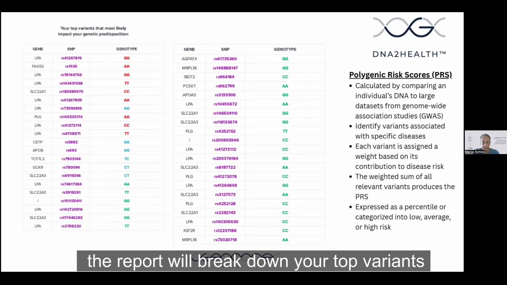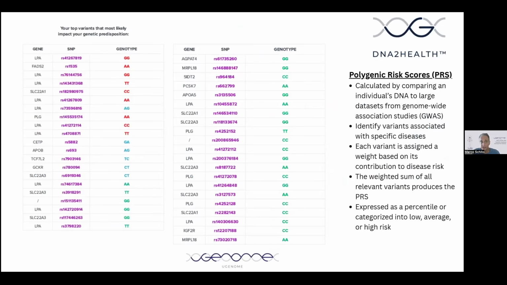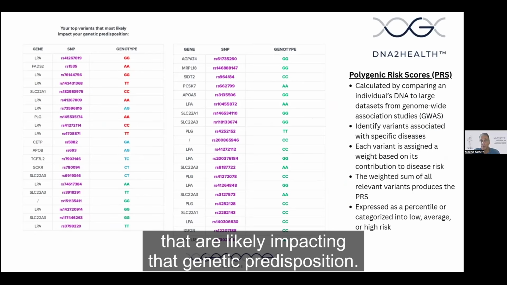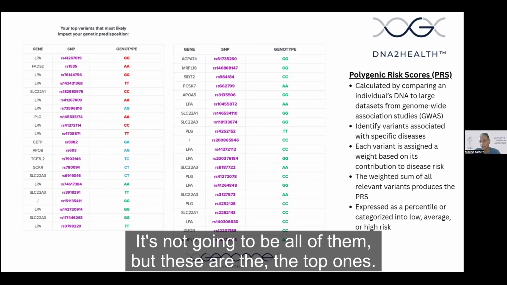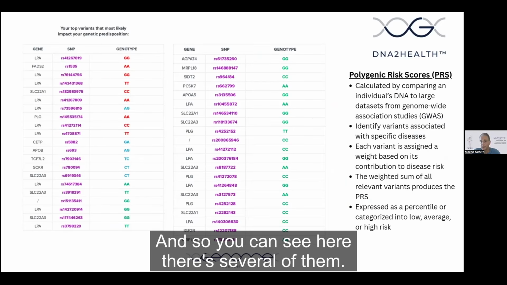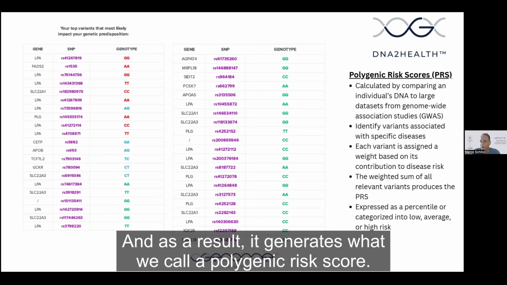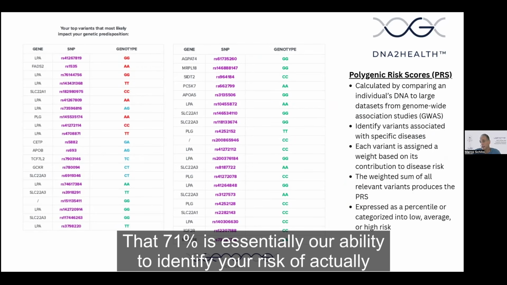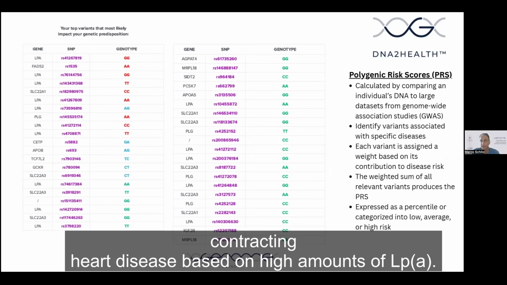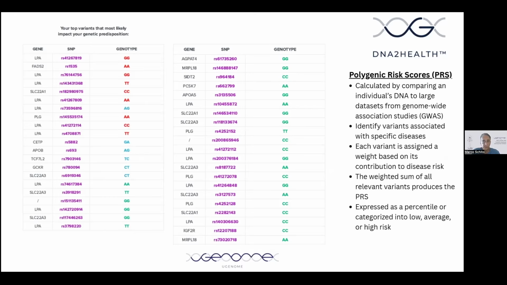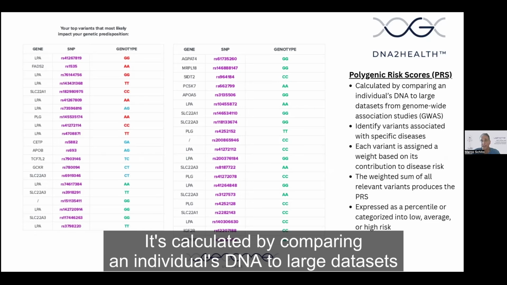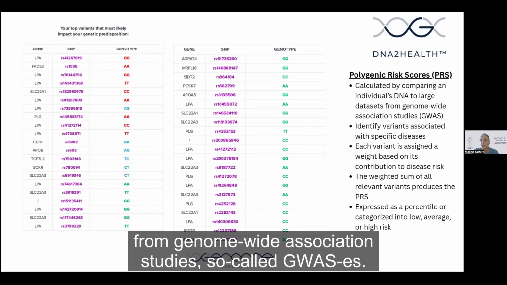The report will break down your top variants that are likely impacting that genetic predisposition. It's not going to be all of them, but these are the top ones. And so you can see here, there's several of them. And as a result, it generates what we call a polygenic risk score. That 71% is essentially our ability to identify your risk of actually contracting heart disease based on high amounts of LPA. It's calculated by comparing an individual's DNA to large data sets from genome-wide association studies, so-called GWASs.